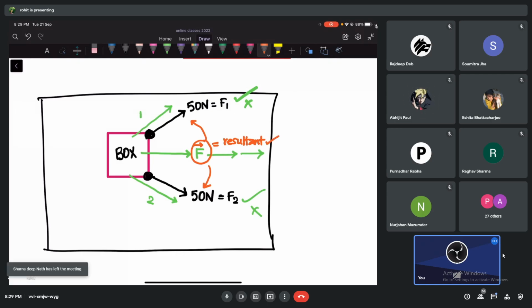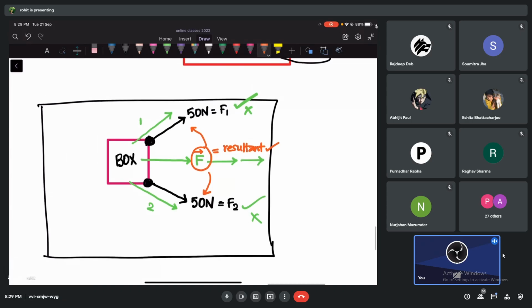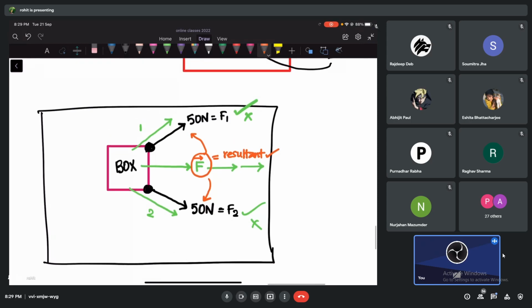We call the value we get after combining many vector quantities the resultant. So resultant is used not only for force. You can have resultant velocity, resultant displacement, resultant force, any vector quantity. Resultant momentum also, and acceleration also you can have as a resultant.